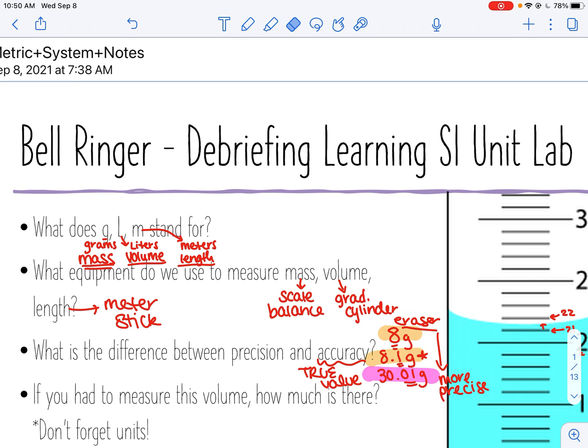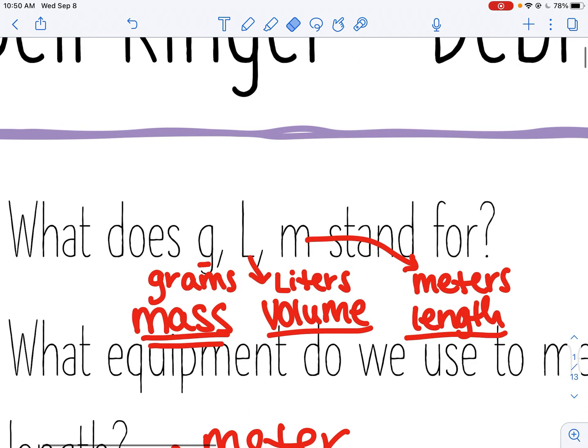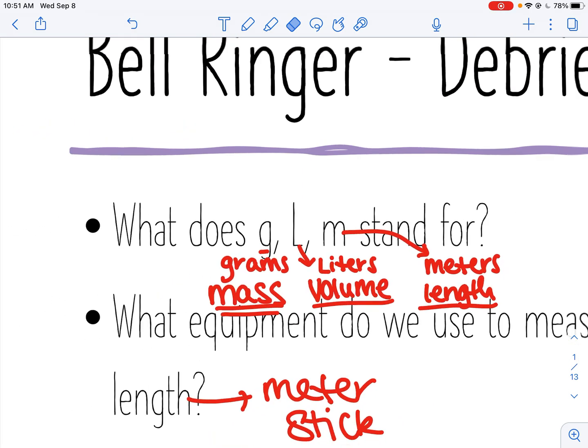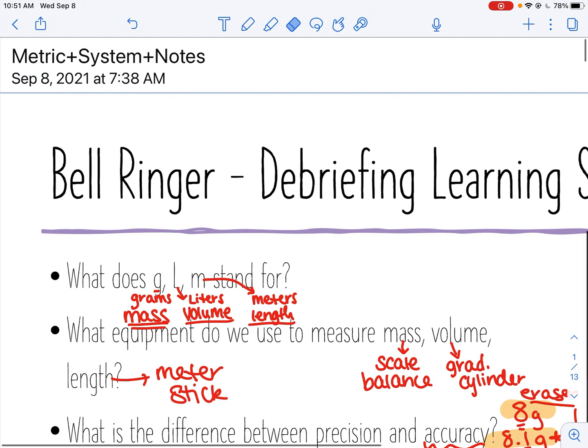Right now, though, you are in a scientific class, you are in a scientific community, so you will be using that metric system. With our metric system, some of the units that we used: G stands for grams, which describes an object's mass. L stands for liters, which describes an object's volume. M stands for meters, which is a measurement of length or distance. On Friday and Tuesday, some of the equipment that you used to measure that mass, volume, and length was a meter stick for length, a scale or a balance for your mass, and graduated cylinders for volume.